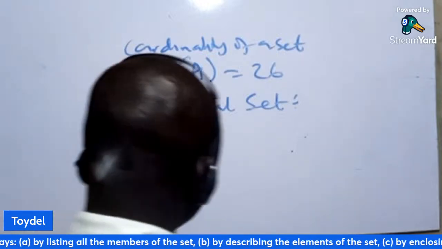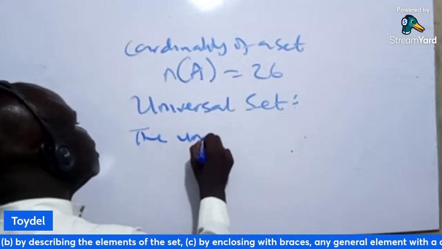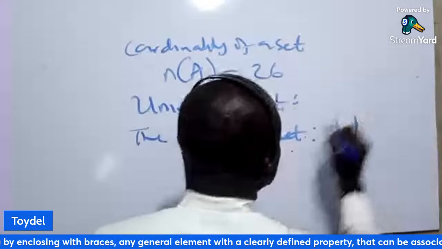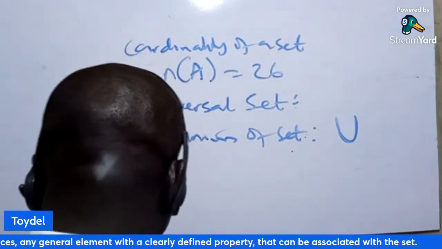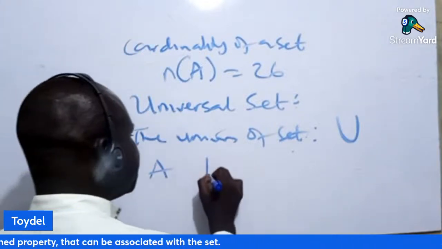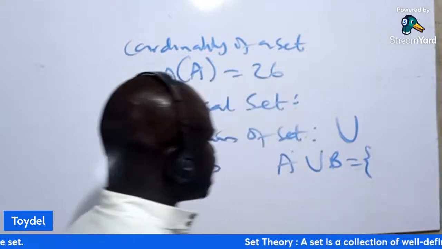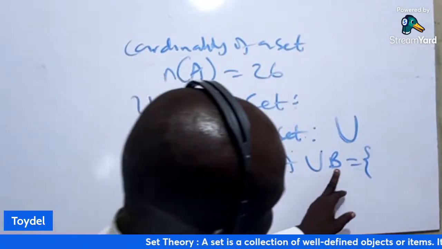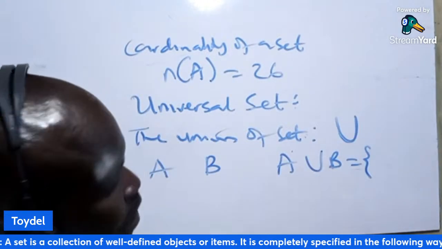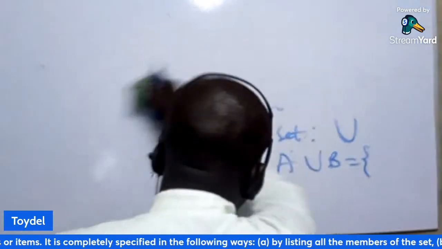That is the universal set. Then there is what we call the union of sets. It has this notation. The union of sets simply means or, or both. For instance, if you have set A and set B, the union of sets A and B is represented as this. It simply means that the element you have is in A, or in B, or in both. So that's the meaning of union.